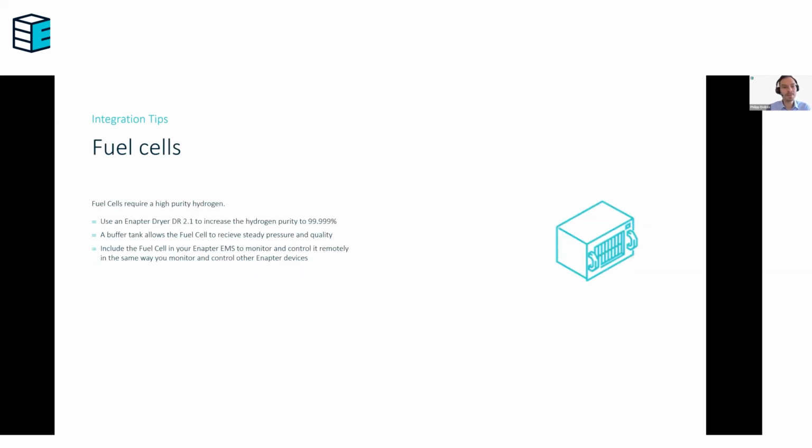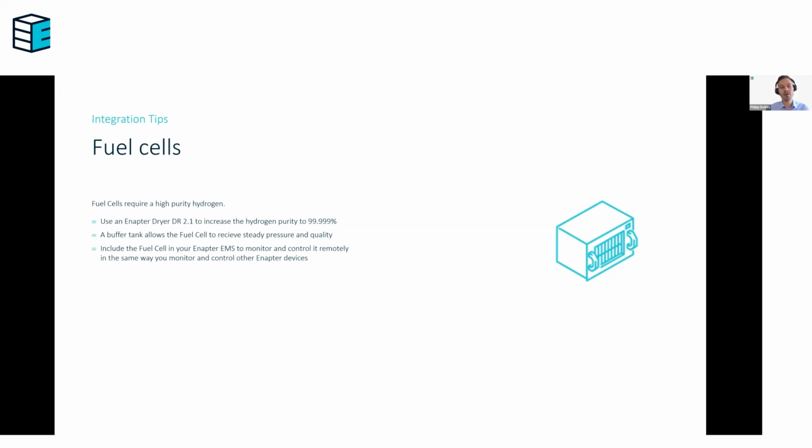Regarding the fuel cells, with the Dryer 2.1, you have the possibility to reach 99.999% purity, which is sufficient for the fuel cells. Also for those, it might be recommended to use a buffer tank, but this is not something that can be generally answered. It always depends on your individual setup. And the same goes for the compressors.